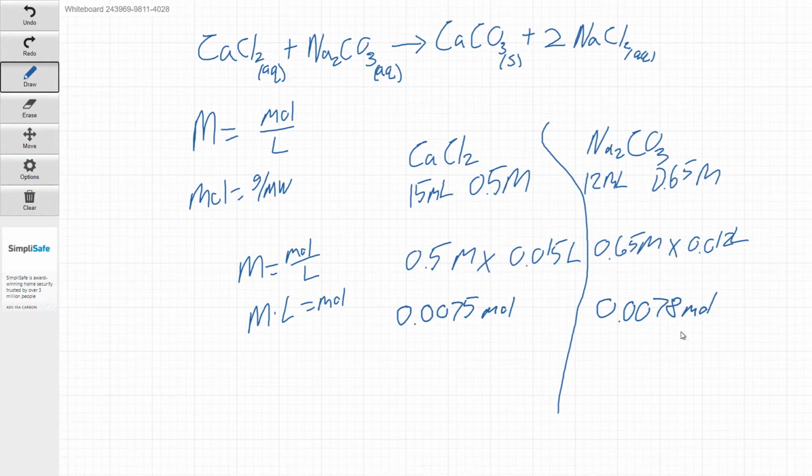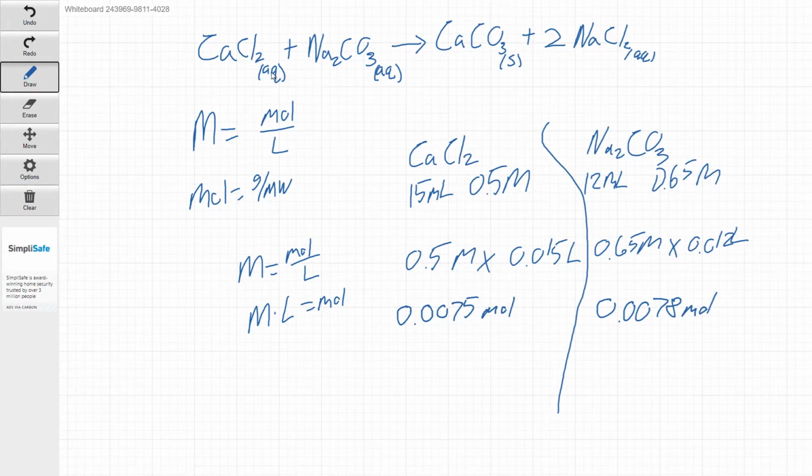Now that we have this, we can figure out which one of these is going to be our limiting reagent. We want to find what we're going to run out of first, and that's going to determine the limiting reagent. Remember, we can't create or destroy matter. The first thing we have to do is compare our mole ratios.